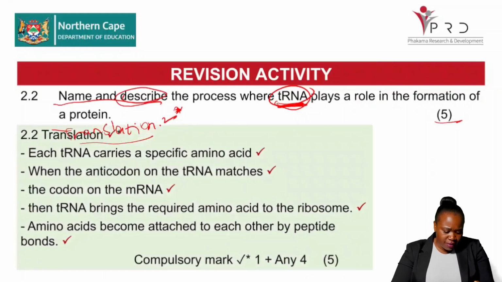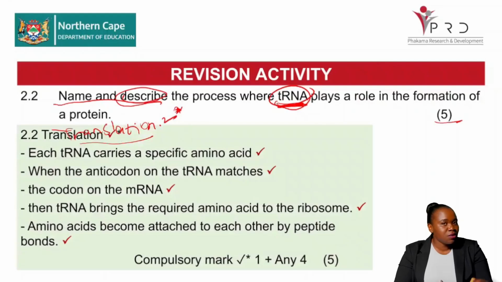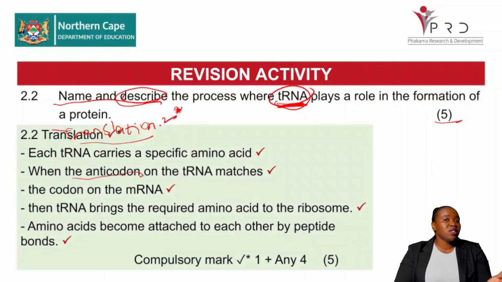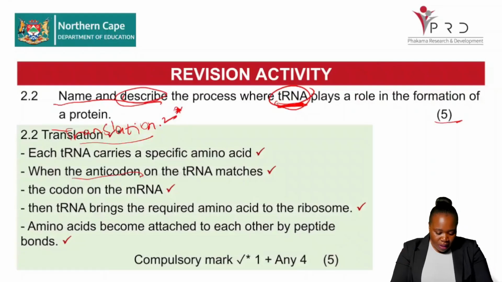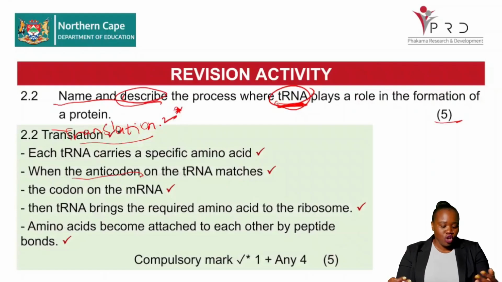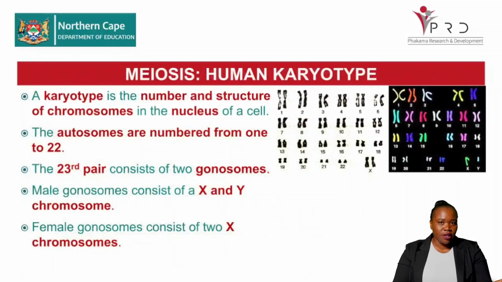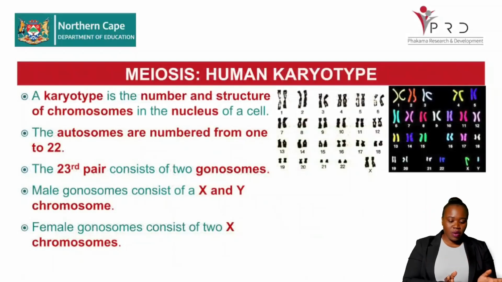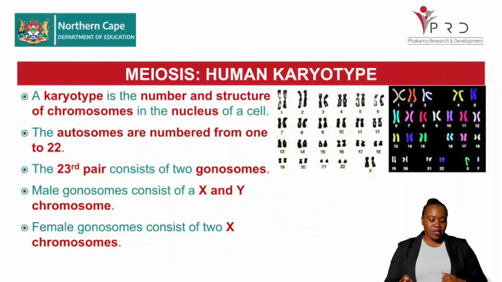Okay, let's have a look at that. Each tRNA carries a specific amino acid. We know this. When the anticodon on the tRNA matches to the codon on the mRNA, then the tRNA will bring that required amino acid to the ribosome, and those amino acids will become attached to form a peptide chain. Right, now that is our protein synthesis, whereby we look at transcription and translation.